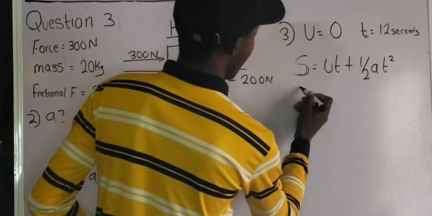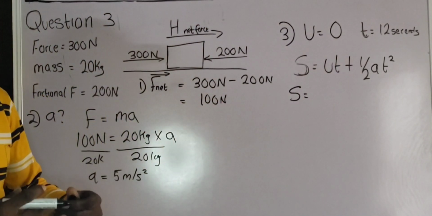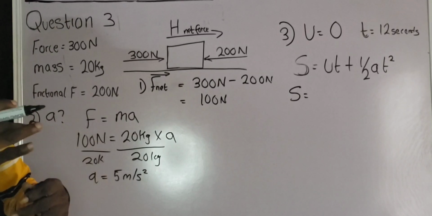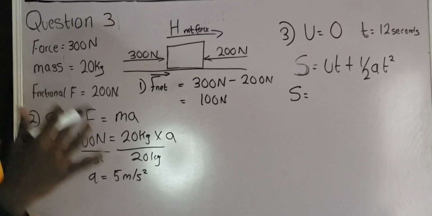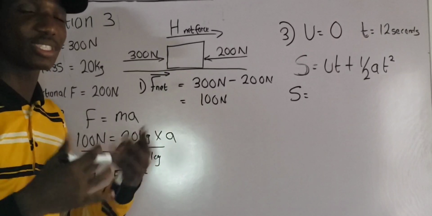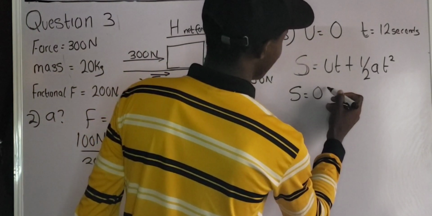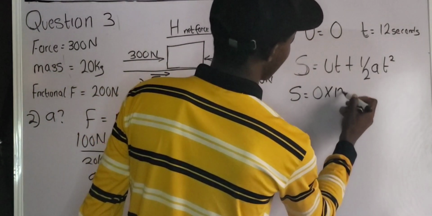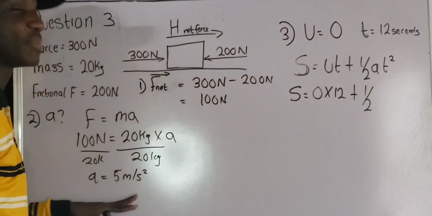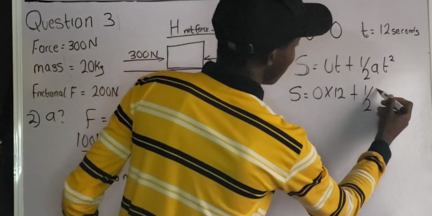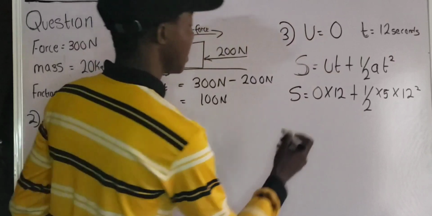Okay, let's proceed. So S is equals to, U is what? 0, because we are told that the box starts from rest, that is the last statement. So when we are dealing with physics questions, especially in motion, make sure you pay attention to the words in the sentence. So for this I'm going to have U, which is 0, multiplied by T, 0 multiplied by 12, plus 1 over 2 multiplied by A, which is 5 meters per second squared. So I'm going to have multiplied by 5 multiplied by 12 squared. Do you understand? Okay, let's proceed.